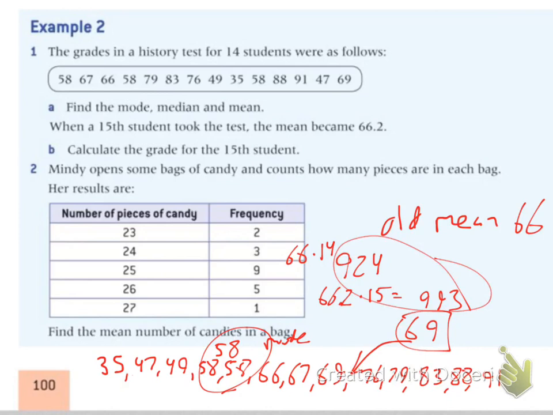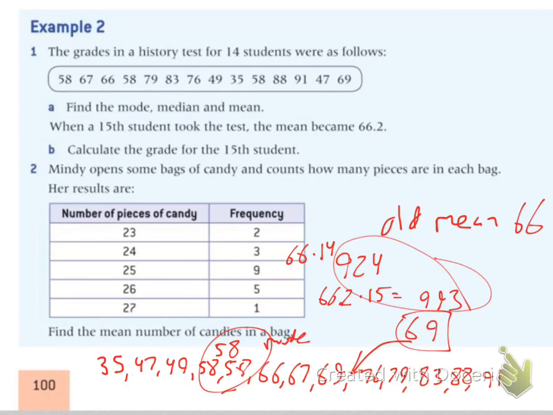When the 15th student took the test, that's for part B, calculate for the 15th student. So actually, 69 is the 15th student. Okay, so we just did part B. Part A, the mode is 58 because there's 3 of them. We have to move in. I totally read this problem wrong until I'm talking it out with you guys again.